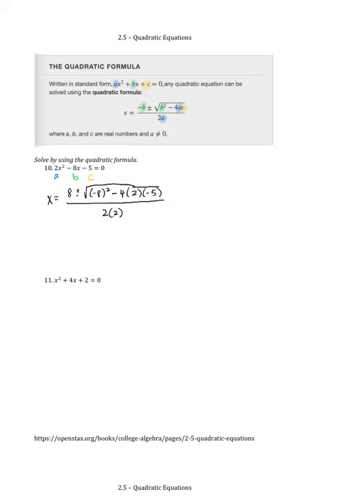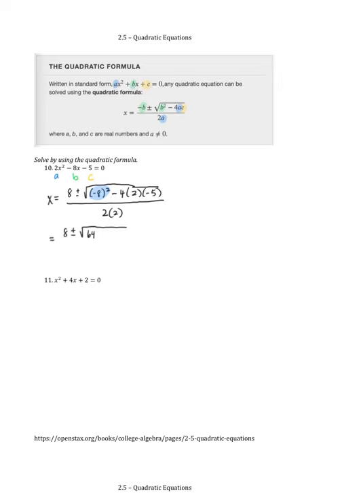Next, what you want to do is simplify. So this is going to give me 8 plus or minus the square root. -8 squared is 64. Note that this term will always be positive because you're squaring whatever you have. So it doesn't matter if it was a negative or positive to start. Your answer here will always be positive, okay?